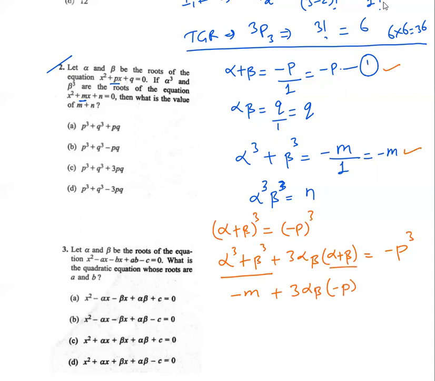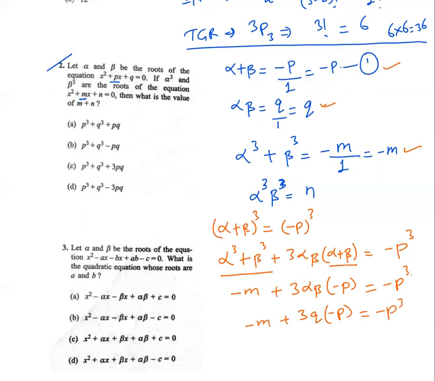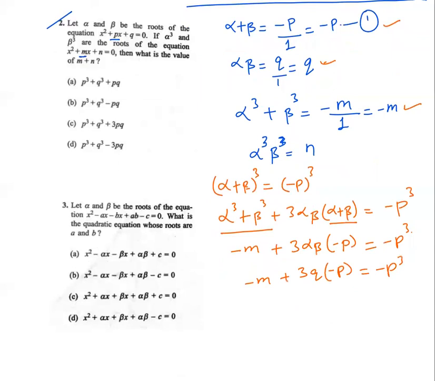Now what is alpha into beta? Alpha into beta is positive q. So alpha into beta is positive q into negative p, and this is minus m equals to negative p cube. Now we have to write the n value, right friends? So now how do we get the n value?